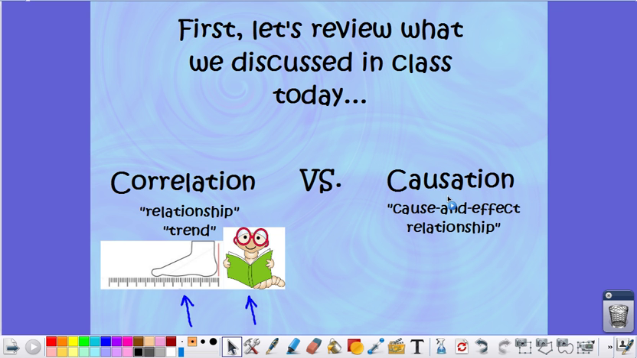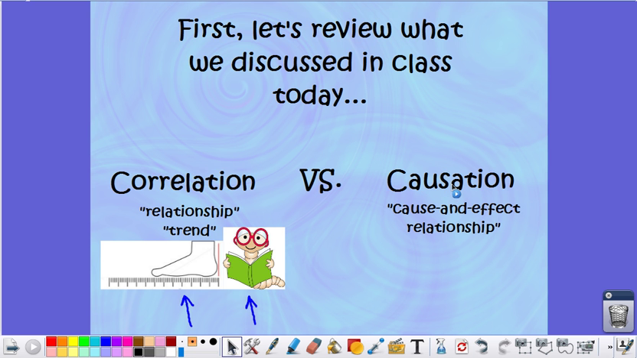Causation is a cause and effect relationship. This previous example is not an example of causation because your increased shoe size does not cause your reading level to increase. And same going backwards. Your reading level increasing does not cause your shoe size to increase. There are other outside factors that might be causing both to happen.